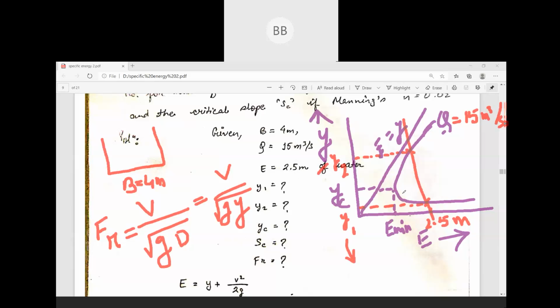And if you remember, this is your critical point or a minimum energy, and then if you draw a line, it divides into two halves. One is supercritical and one is subcritical. So this supercritical, the Froude number is greater than 1. These things we have already discussed. And for subcritical, your Froude number is less than 1. And for critical flow, your Froude number is equal to 1. For YC, your Froude number is equal to 1.